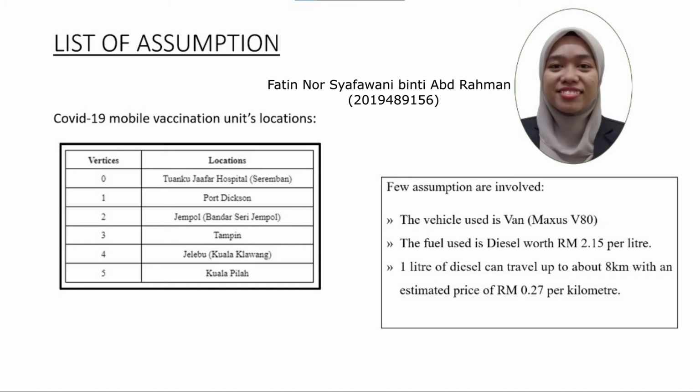First, the vehicle used is a van, Maxus V80, which is always used by the Ministry of Health. The fuel used is diesel, which costs RM2.50 per litre. 1 litre of diesel can travel up to 8 km, with an estimated price of 27 cents per kilometer.